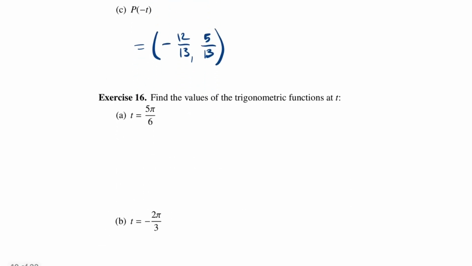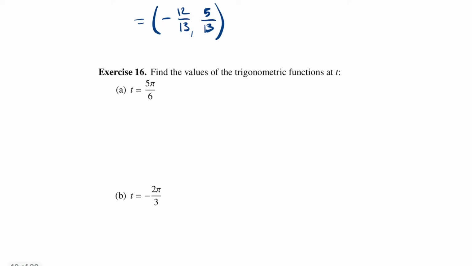All right, find the values of the trig functions at t. So we're going to use our unit circle for this to find the 6 trig functions of 5 pi over 6.